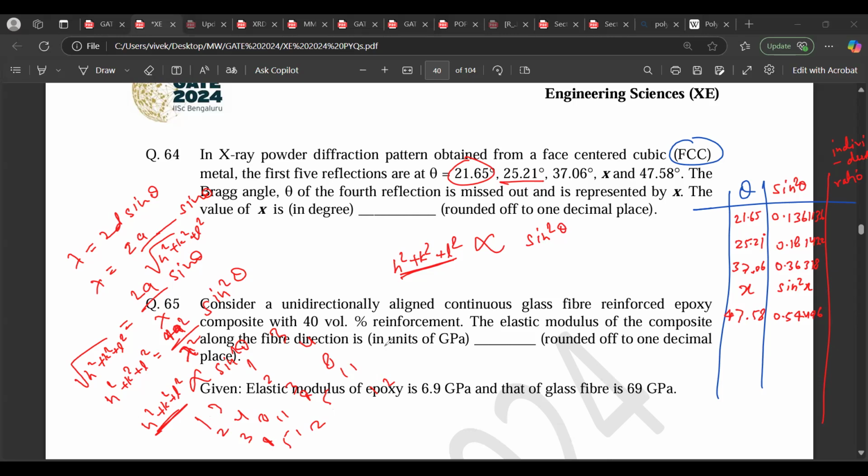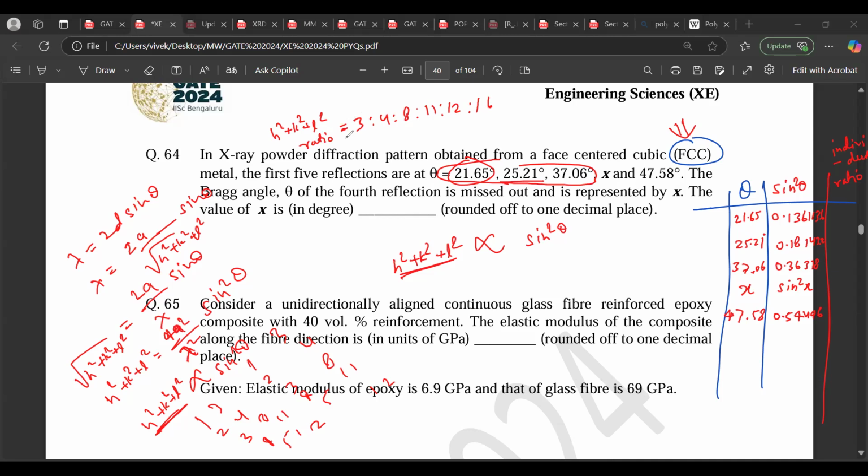This is the idea that we use to find out the structure. Even with this data, I could have asked without giving FCC. Without giving FCC, let me tell you, this has made it very easy. If FCC is not given, then also you can find out FCC. How? In FCC, what is the ratio of h square plus k square plus l square? It is 3 is to 4 is to 8 is to 11, from the extinction rule, then 12, 16. You can find it in any book.